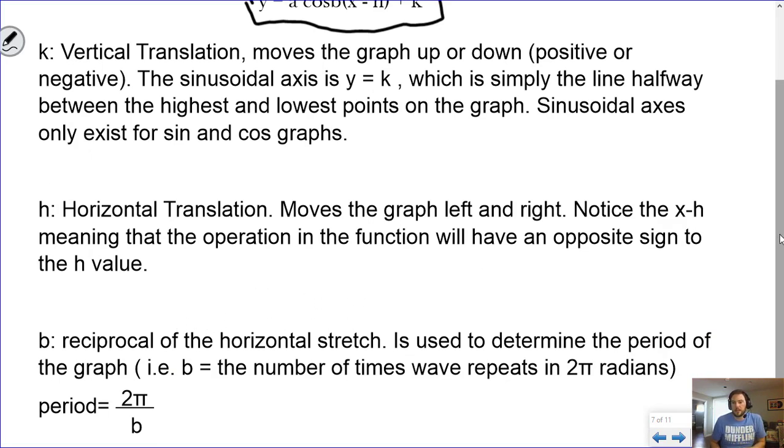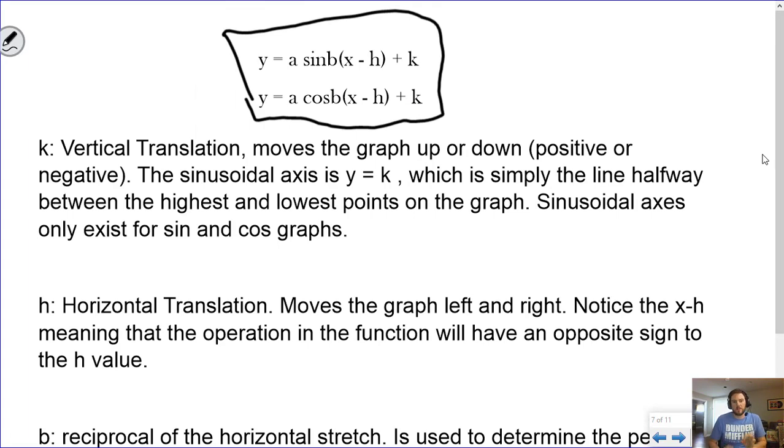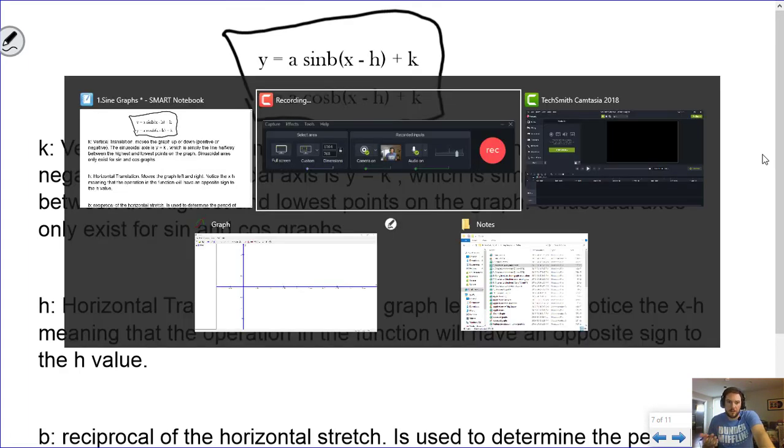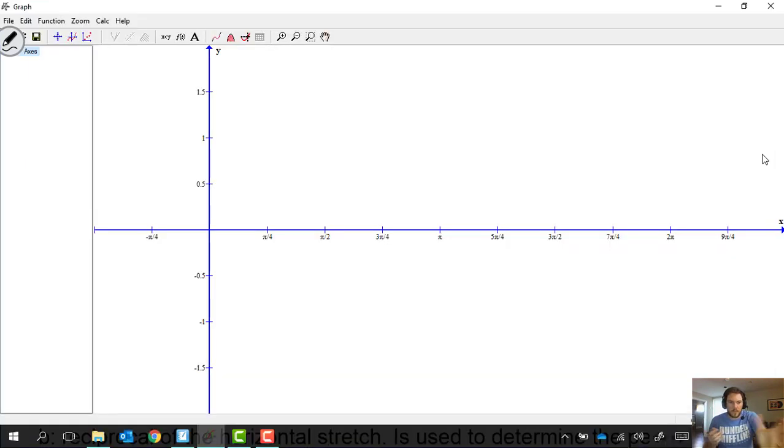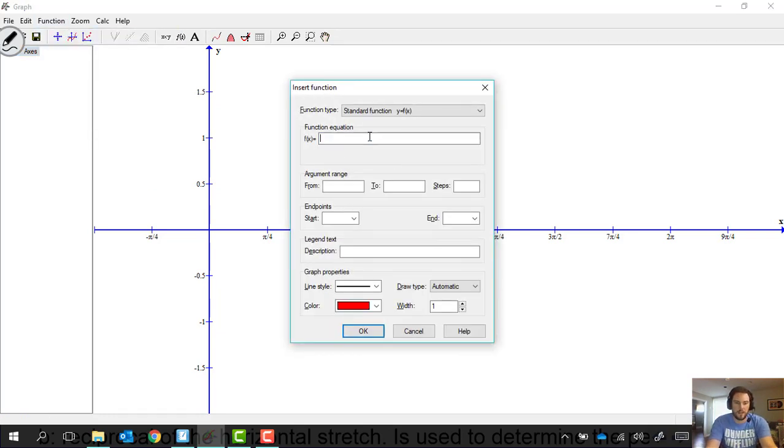So it's 1 over. So let's just stop here and take a look at what happens when we start changing these values, okay? So here's my online graphing tool. Let's take a look at the function y, f of x, is equal to a sine.